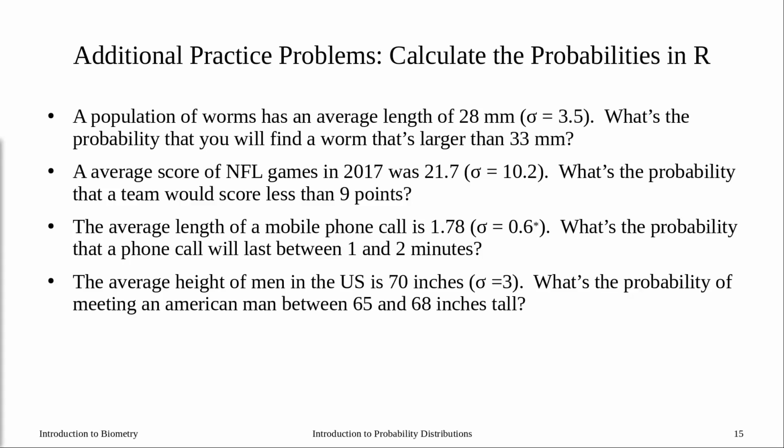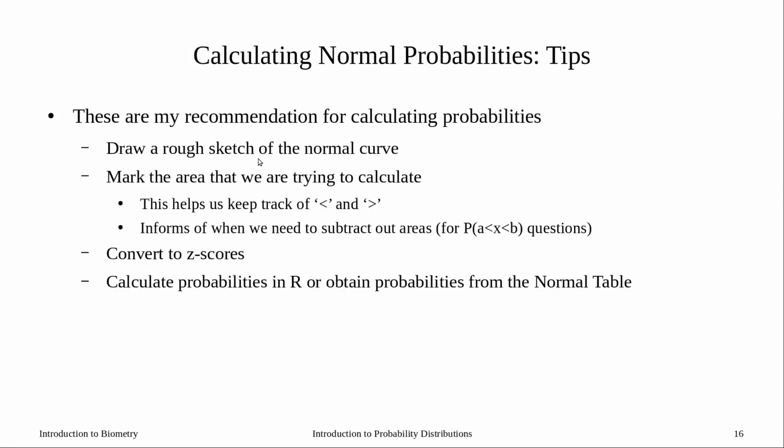So that is the area under the curve, either to the right of our value, so greater than our value, or to the left of our value. And we'll do this once we introduce hypothesis testing. But for now, if we're going to calculate these probabilities, here are my recommendations for doing it. And this is especially true if you're doing it by hand.